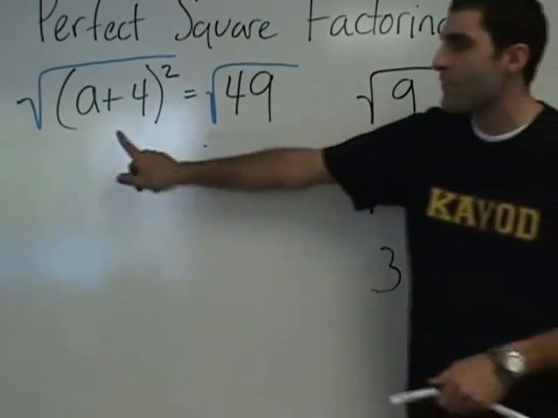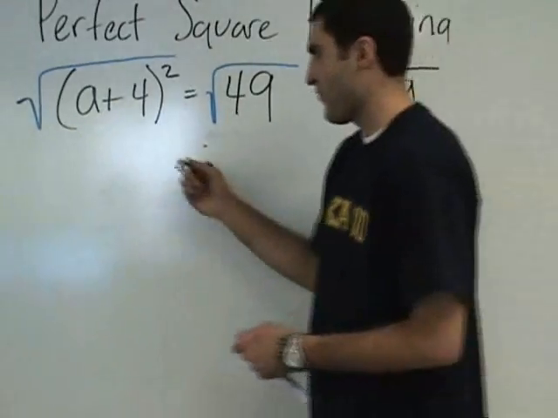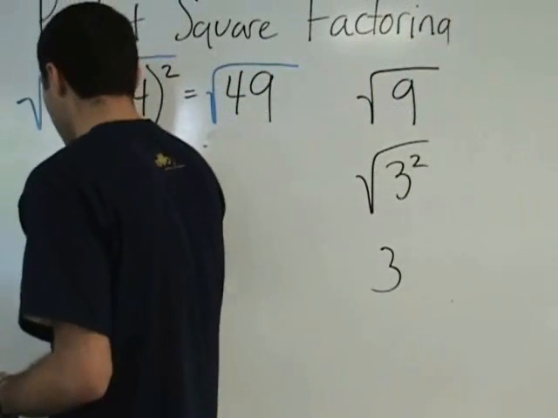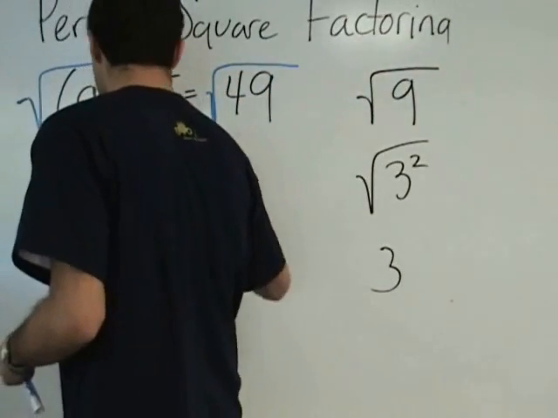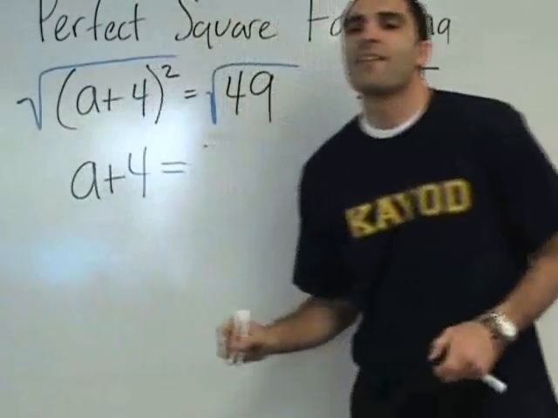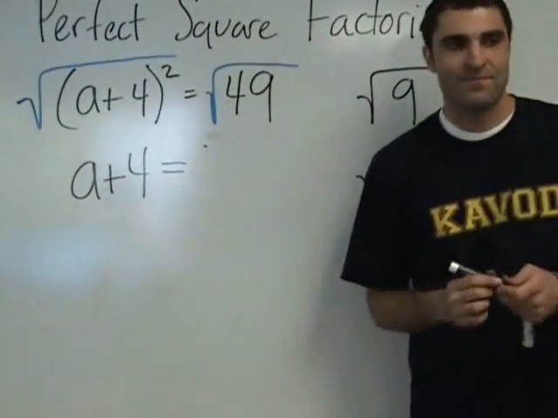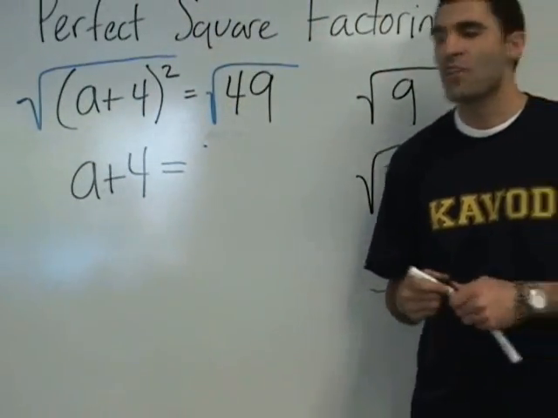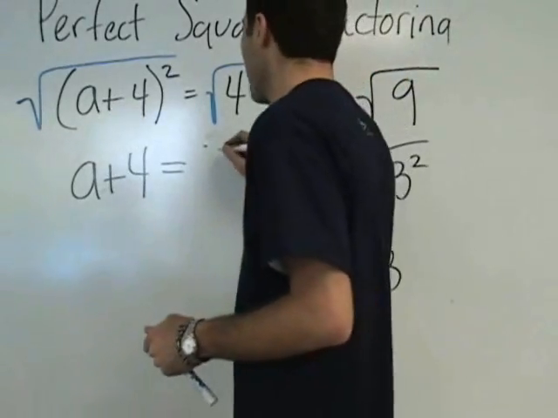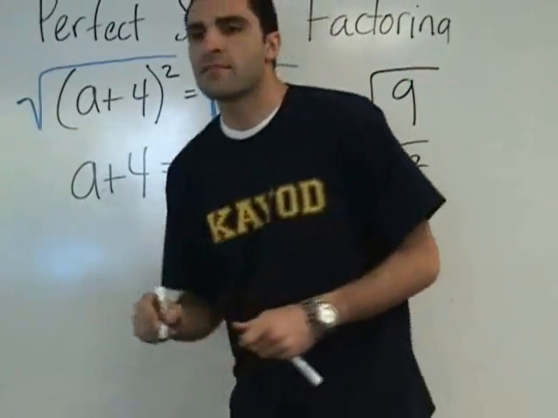Okay, so what's left over here? a + 4. I'll write slow. a + 4. All right. What's the square root of 49? 7. Just 7? Yeah. What does square root mean?